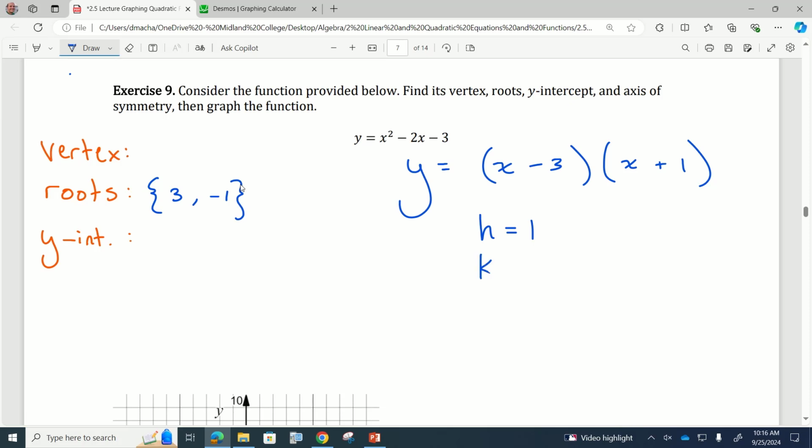And then to find k, I just have to start from my original function and plug in x equals 1, right? It's h squared minus 2h minus 3. But h is 1, so this is 1 minus 2 minus 3. So k is negative 4. Positive 1 minus 2 minus 3, negative 4. So my vertex happens at (1, negative 4). What's my y-intercept?